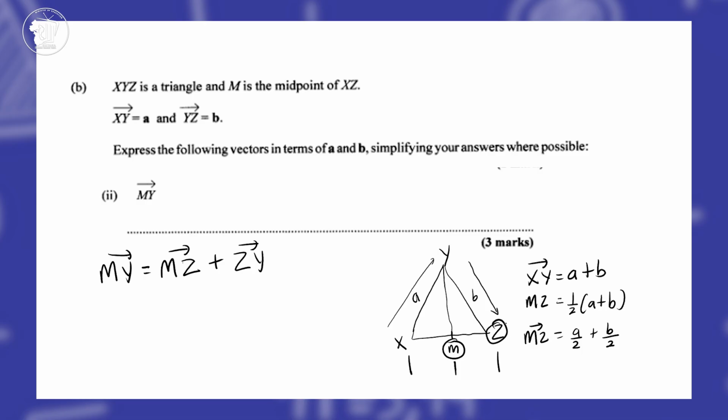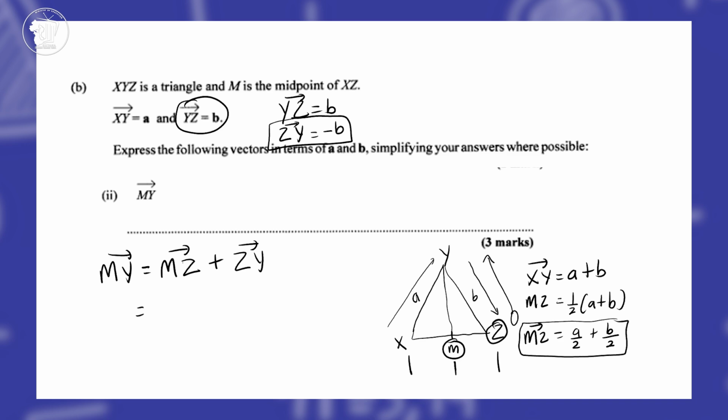Now we can move from Z to Y. But here's the thing. They told us YZ, Y to Z, is equal to B. But we don't want YZ, we want from Z to Y. We're going in the opposite direction. And because we're going in the opposite direction, we must flip the sign of this B. So this will become a negative B. Because instead of going from Y to Z, we're going from Z to Y. We're going in the opposite direction, so we flip the sign. These are the important things that we need.